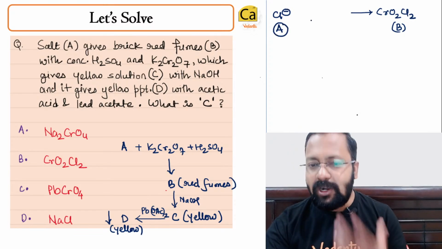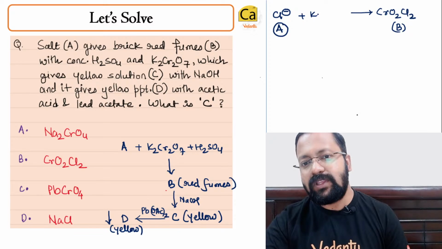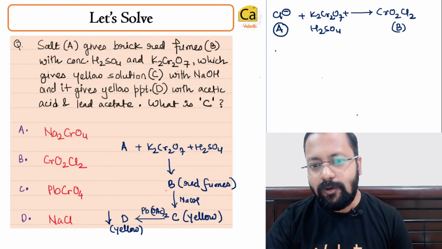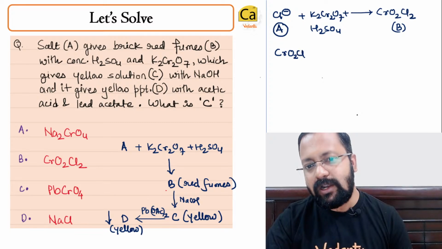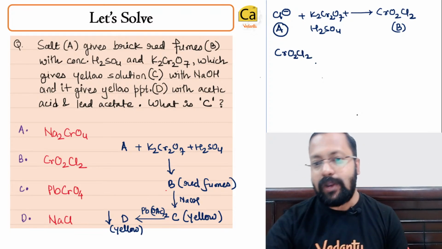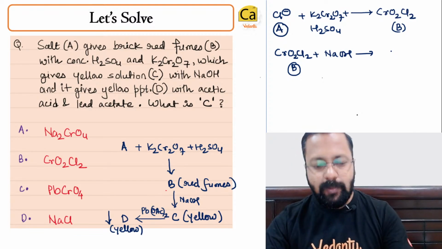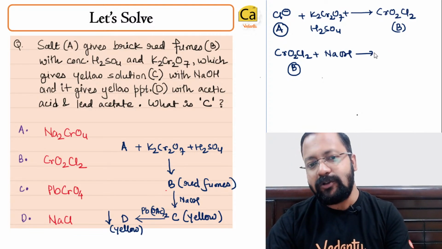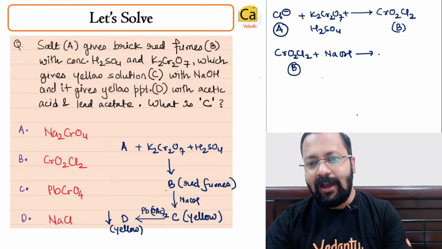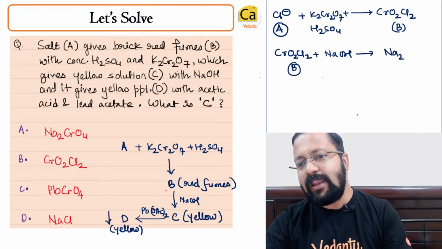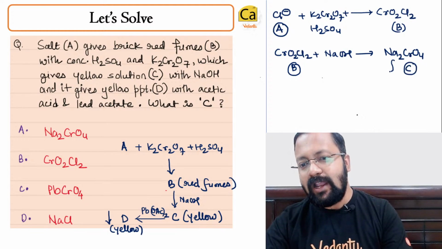If CrO2Cl2 is obtained, then A must be a chloride. A chloride salt must have been used with dichromate and H2SO4. And once we obtain chromyl chloride, CrO2Cl2, if it is made to react with sodium hydroxide, then it will give a yellow solution of Na2CrO4. This is C, and C is yellow.